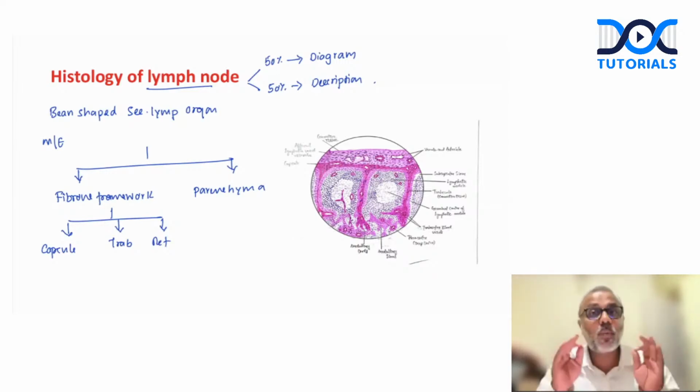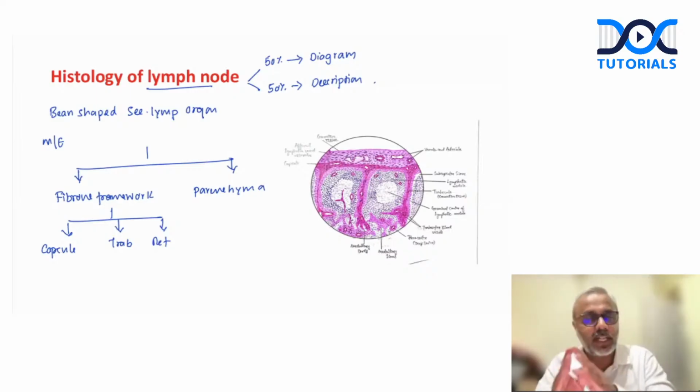What is the capsule? What is it made up of? What is its function? What is trabeculae? What is it made up of? What is its function? What is reticulum? What is it made up of? What is its function? This is it.